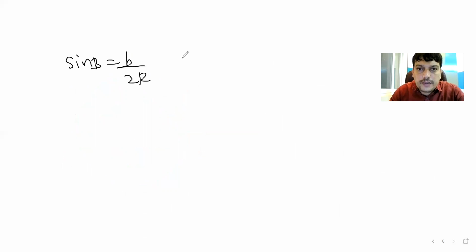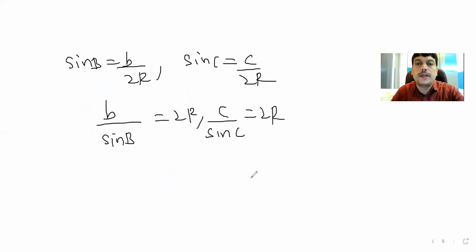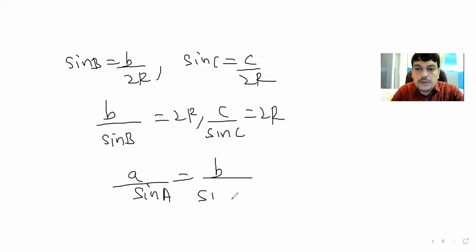Likewise, since we have proved one result and they are similar, we can directly write sine C is also c by 2R. So this can be rearranged as b by sine B equals 2R and c by sine C is also equal to 2R. And earlier we have already proved that a by sine A is 2R. So combining all the results, what do you get? a by sine A equals b by sine B equals c by sine C, and all these are equal to 2R.